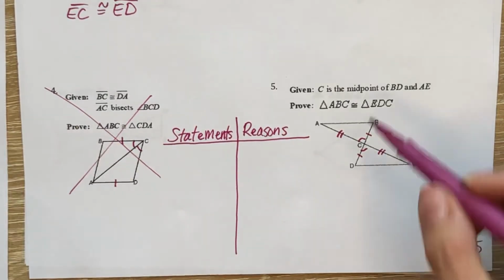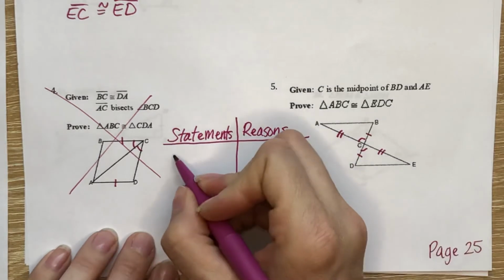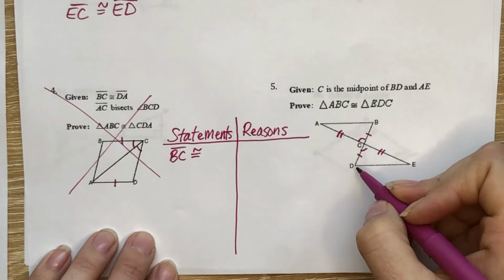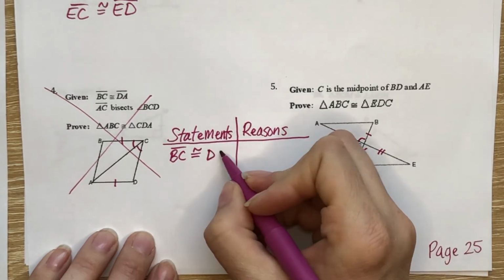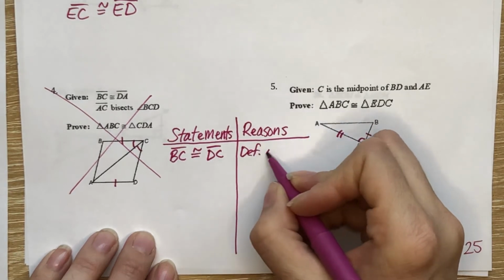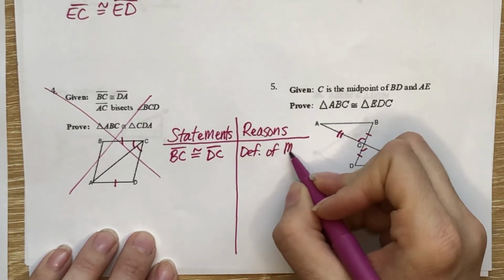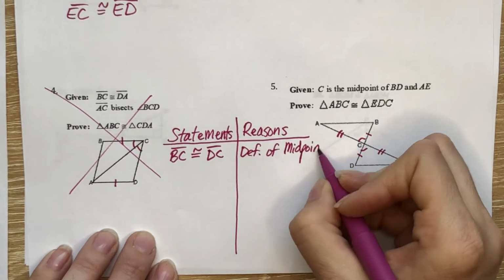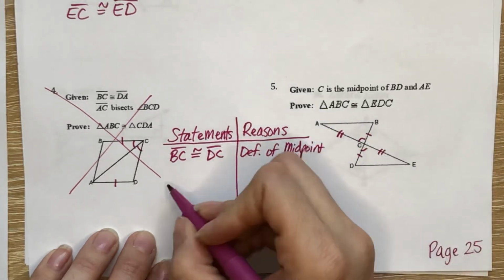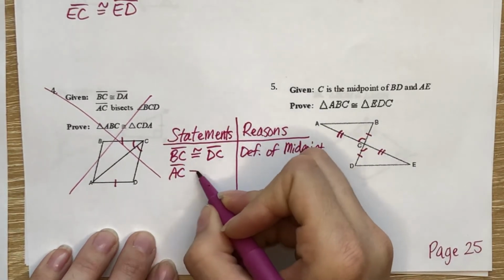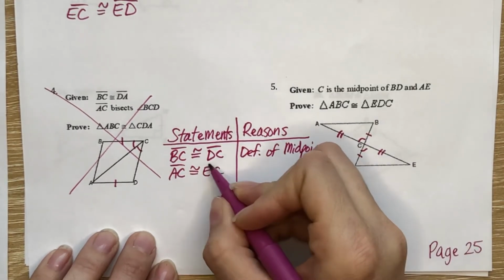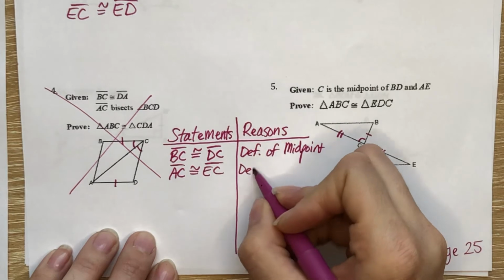So all we need to do is write in everything that we know is congruent and list the reasons for it. So I'll start with the line segment BC is congruent to the line segment DC. And this is the definition of midpoint. Okay. And then we have line segment AC is congruent to line segment EC. This is also definition of midpoint.